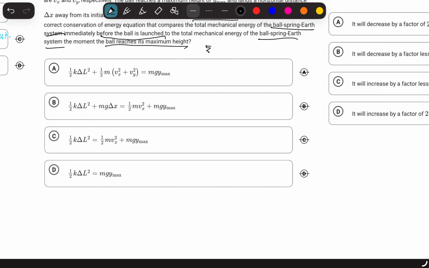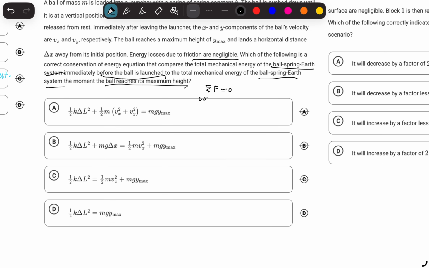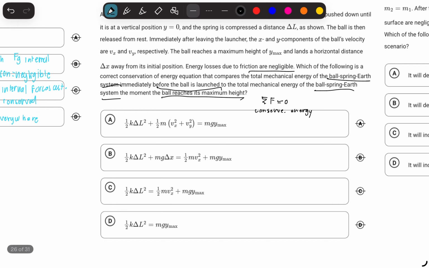Summation of... So our Earth is included. Because the Earth is included, FG and UG are going to be internal. That's why you have conservation of energy. Now, what is your initial mechanical energy?